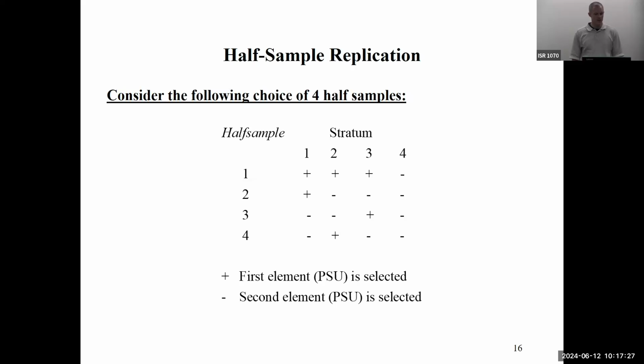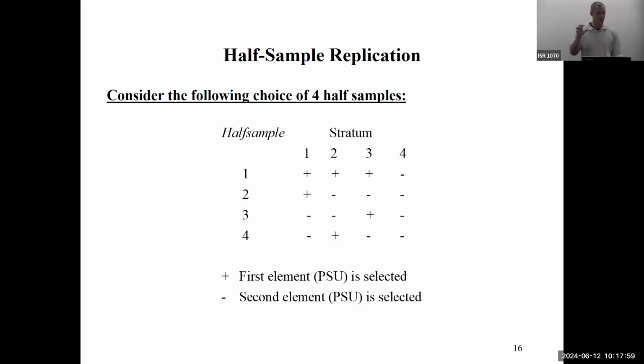You see, for each of the 4 strata that we have in our toy example that we've been talking about, the first half sample replicate is formed by taking the first PSU from stratum 1, the first PSU from stratum 2, and the first PSU from stratum 3, and then the second PSU from stratum 4. The second half sample replicate is formed by taking the first PSU from stratum 1, and then the second PSU from strata 2, 3, and 4. This is done in what's called a balanced fashion.